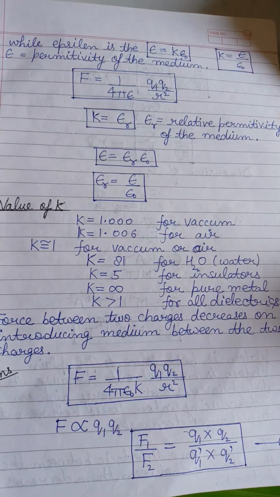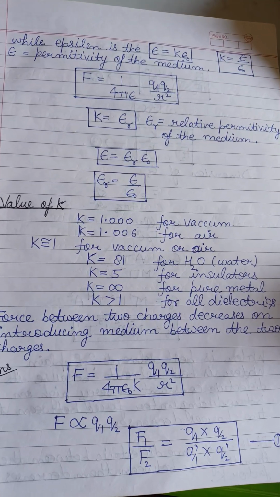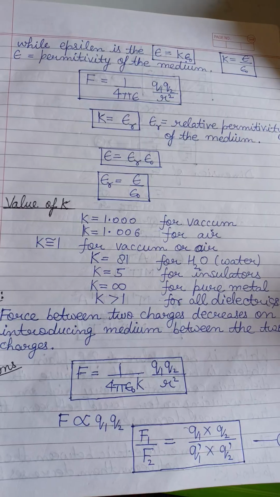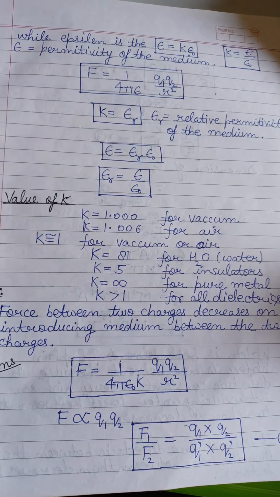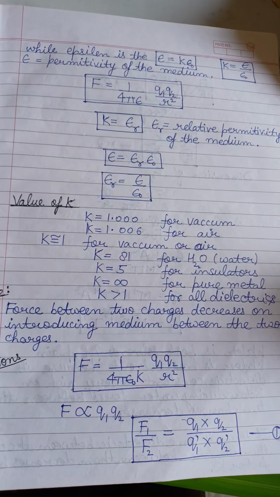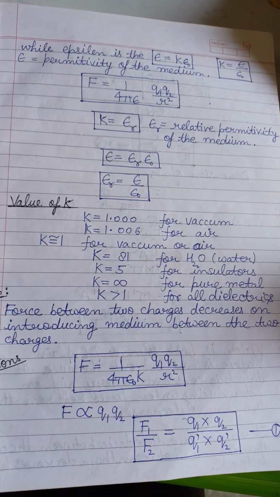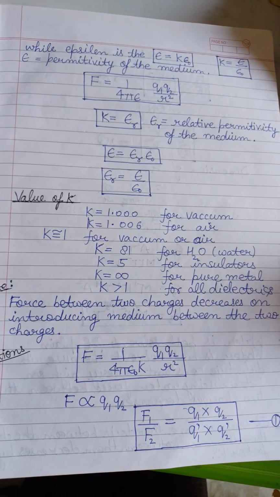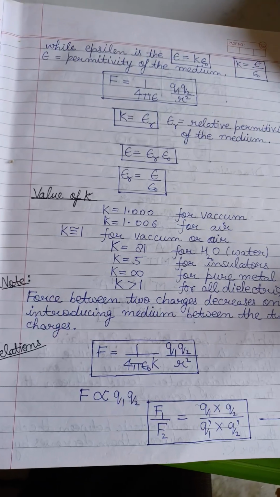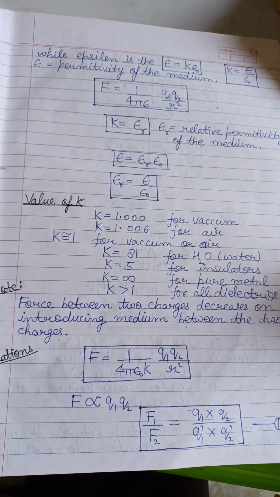Some values of K which are used in numericals: the value of K is equal to 1 for vacuum, K is equal to 1.006 for air, K is nearly equal to 1 for vacuum or air, K is equal to 81 for H2O water, K is equal to 5 for insulator, K is equal to infinite for pure metal, K is greater than 1 for all dielectrics. It is a very important note: force between two charges decreases on introducing a medium between the two charges.